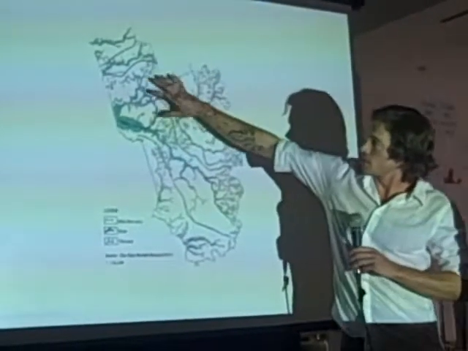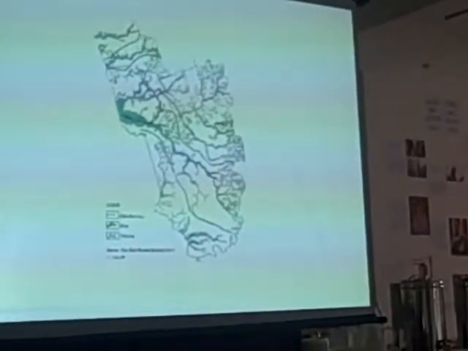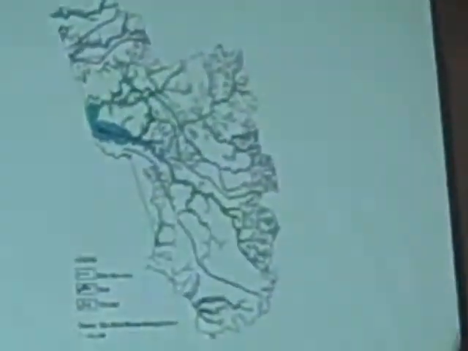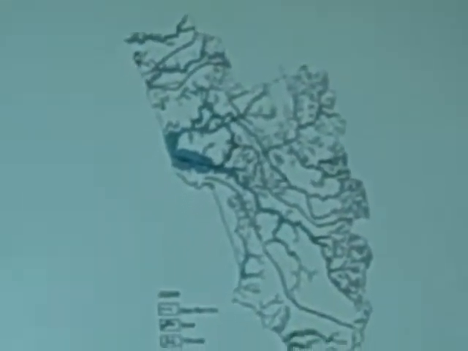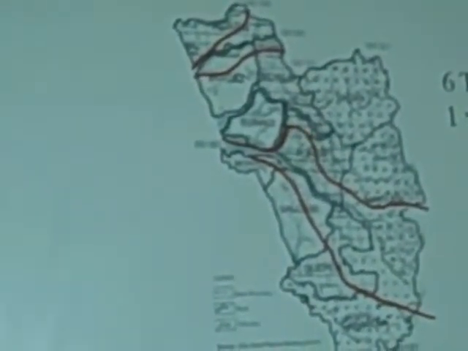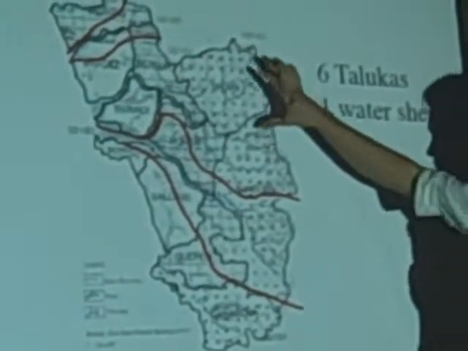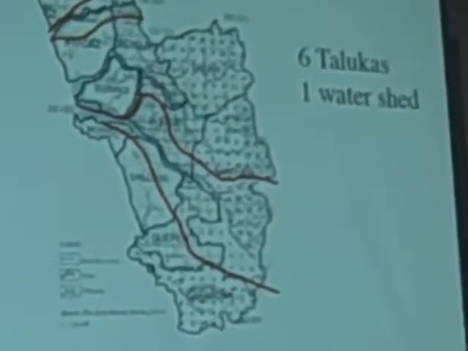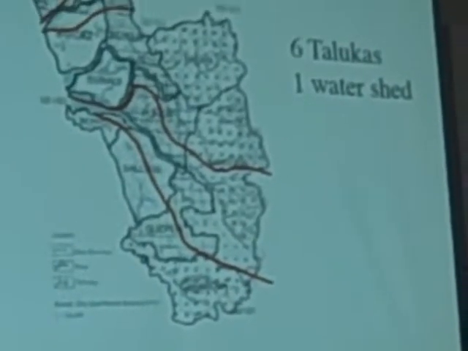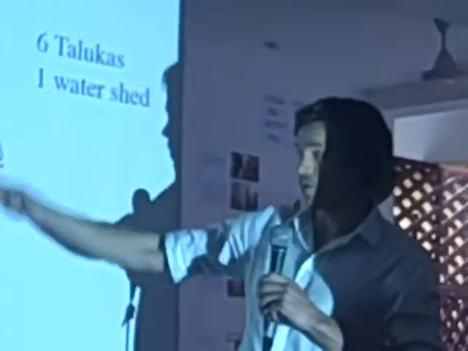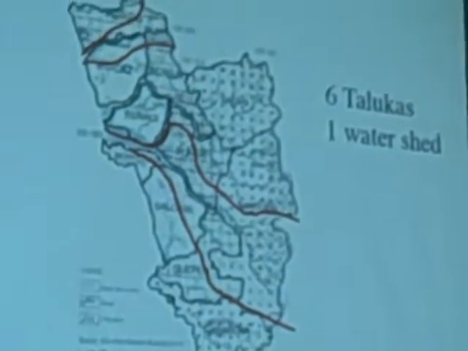1, 2, 3, 4, 5. And this is the particular one for the Mandovi River that we're going to look into a little bit further. This is in relationship to the talukas. It's interesting that within the one watershed of the Mandovi, it shares legislation with six of them. And it happens with most of the boundaries with the rest of them.